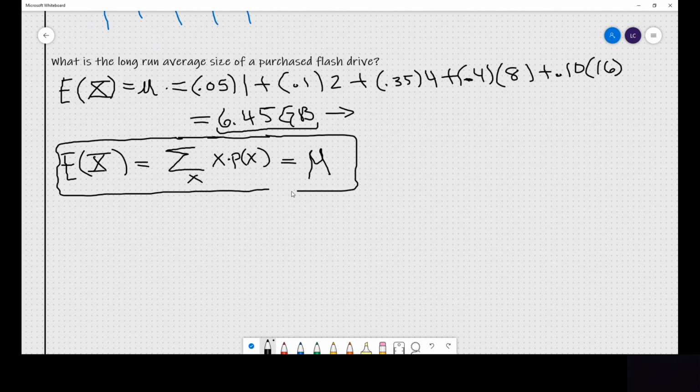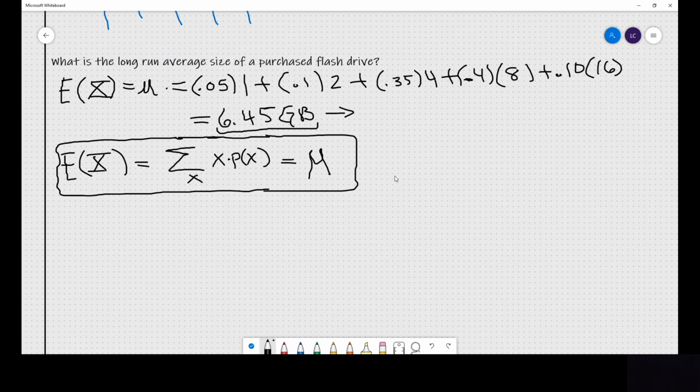All right. So the mean, sometimes you'll hear the mean of a distribution. Sometimes you hear expected value of the random variable, but they all mean the same thing. The true mean, not the sample mean.